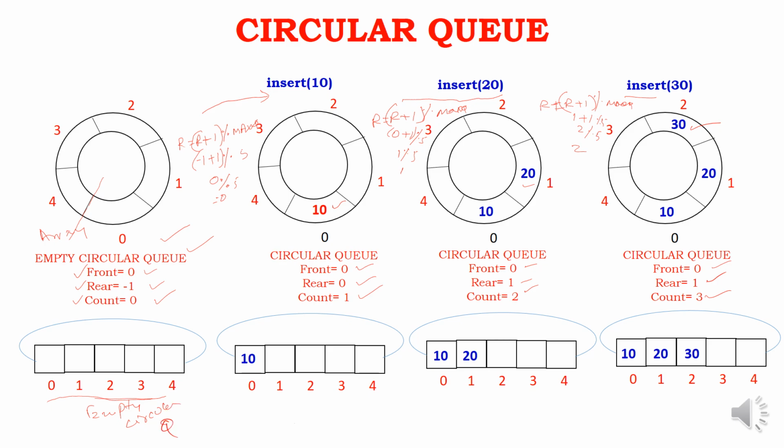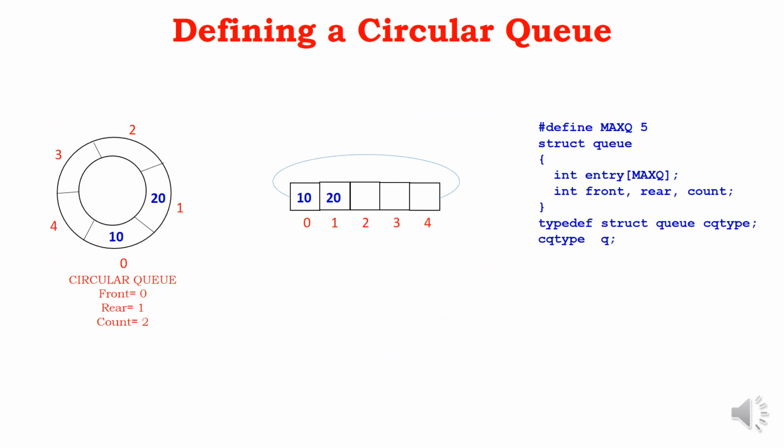Here count is 1, front is 0, rear is 0, count is 1. Front is 0, rear is 1, count is 2. Front is 0, rear is 2, count is 3. The same circular queue we are representing in this fashion.